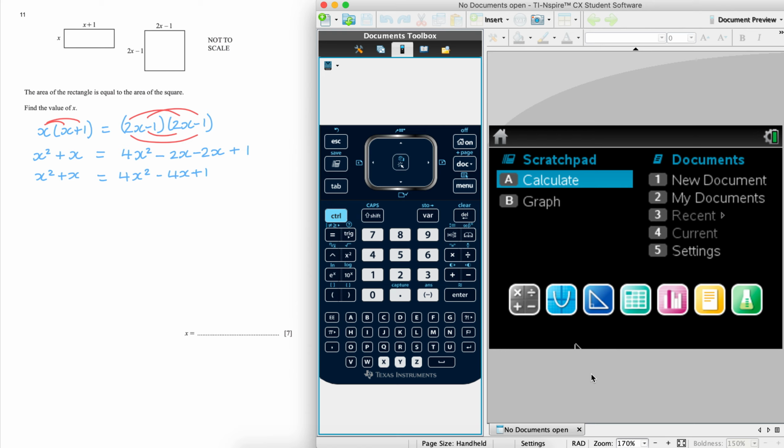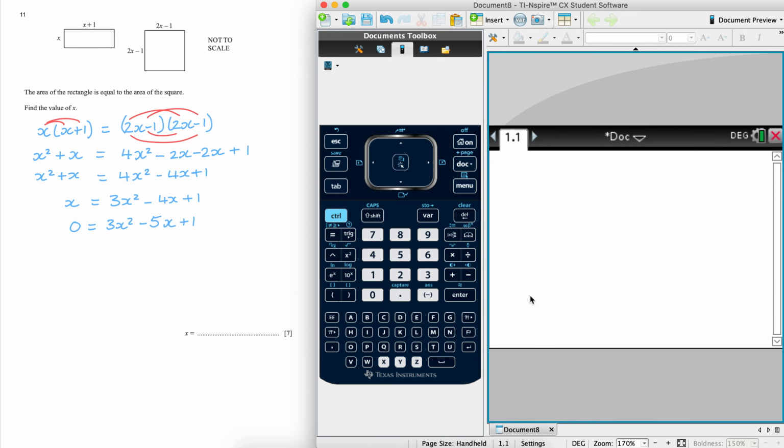So if I subtract an x squared from both sides, I get 3x squared minus 4x plus 1. And then if I subtract an x from both sides, 3x squared minus 5x plus 1. And then you've got different options here, but we're going to use our GDC for all of them.